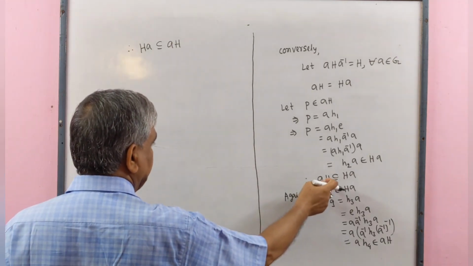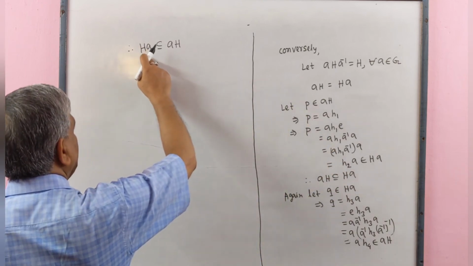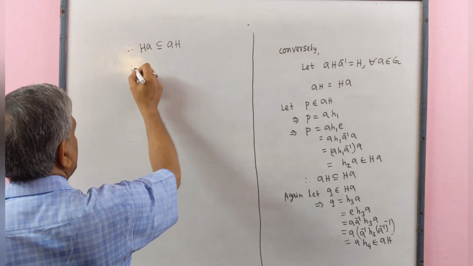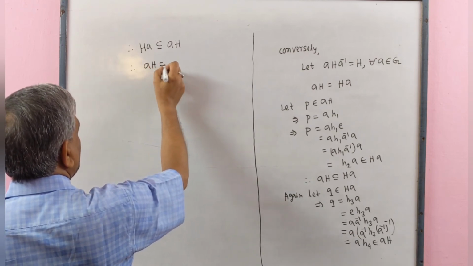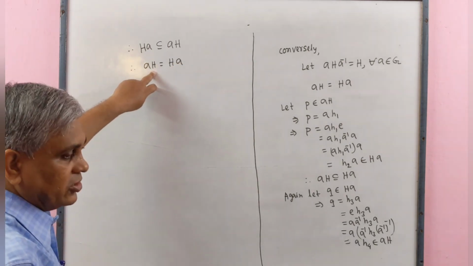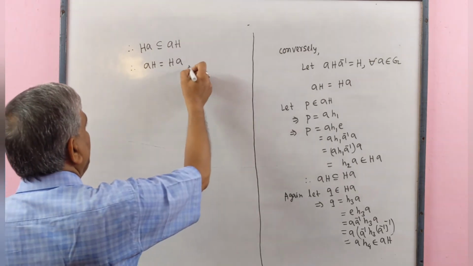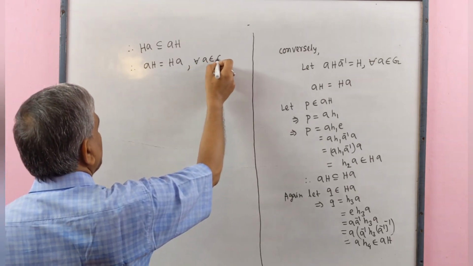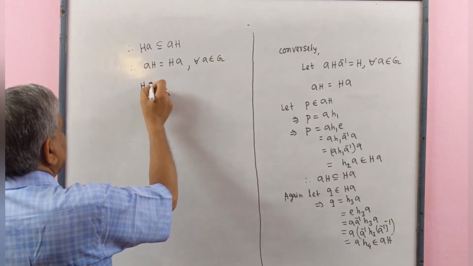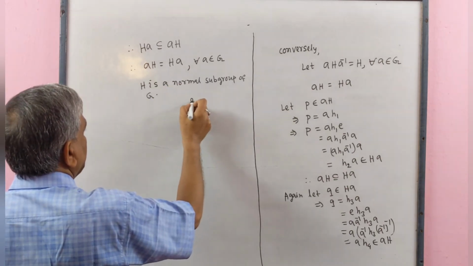Here we have seen that AH is a subset of HA, and here we get that HA is a subset of AH. Therefore we get AH equals HA. Therefore the left coset of H equals the right coset of H for all A belongs to G. Therefore H is a normal subgroup of G. Proved.